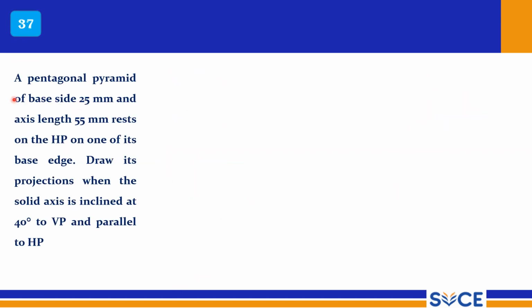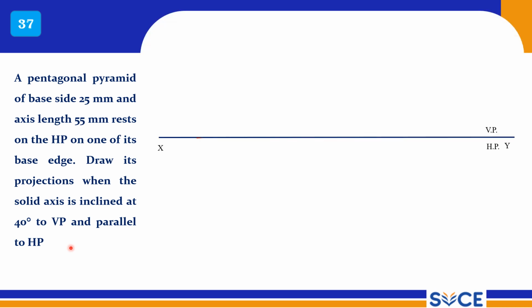So the next problem is the 37th problem. A pentagonal pyramid of base side 25 mm and axis length 55 mm rests on the HP on one of its base edges. Draw its projections when the solid axis is inclined at 40 degrees to VP and parallel to HP. So it is very similar to the earlier problem.